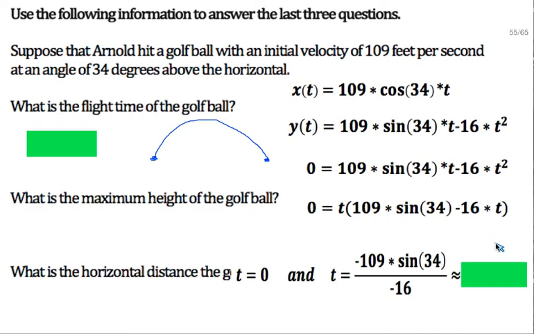Hopefully I didn't confuse too many of you. You're going to plug all of this in your calculator, and you push enter, and your calculator tells you that your answer is approximately 3.81 seconds. And so what is the flight time for the golf ball? Approximately 3.81 seconds. Okay, now we want to know what is the maximum height of the golf ball.